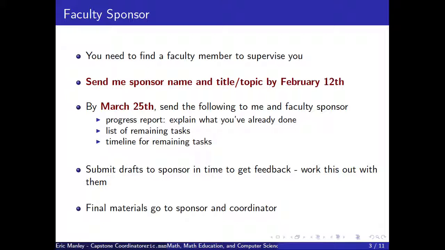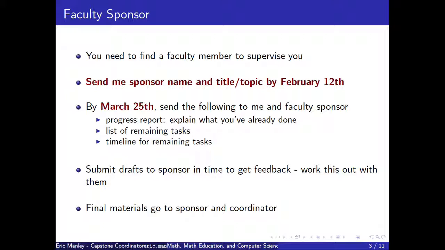And then the next deadline for you after that isn't until the week after spring break. So March 25th, the end of the week after spring break, that's when we need a progress report. For the progress report, you would send that to me and to your faculty sponsor. Basically, it's just something that you're going to write up, explaining what work you've already done on the project, and then a list of remaining tasks, along with a timeline for when you think that they'll be completed by.